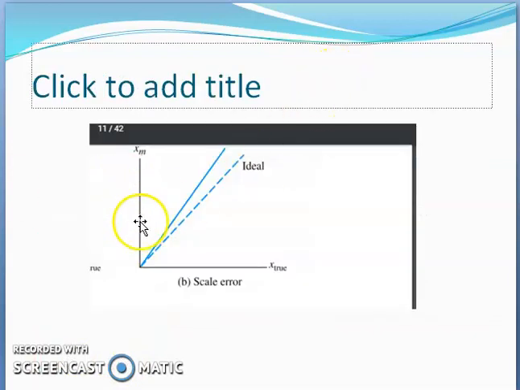Now coming to the graph, the dotted line is ideal and the straight line is the practical value. From this graph, we can see that for the lower limit value, our error is negligible. But at a higher value, it is high. That is, the error is increasing over the range of the instrument.